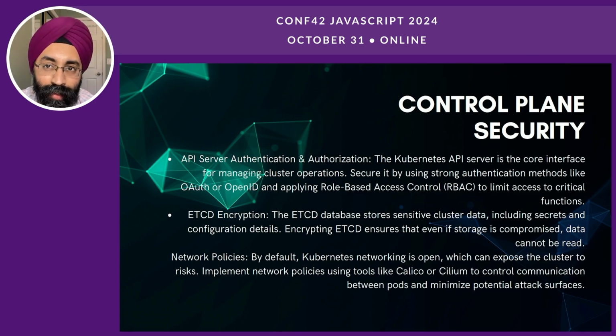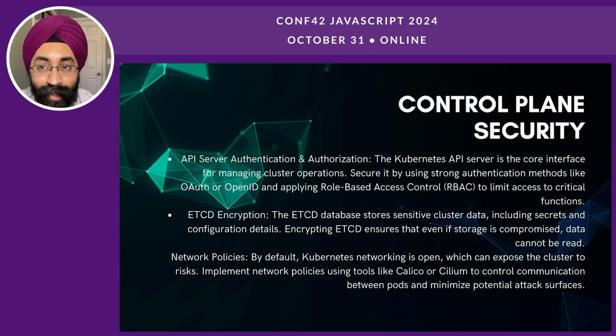Then we have to encrypt the etcd. etcd is nothing but a database, a key-value database like Redis. It stores the cluster's sensitive data, including secrets and configuration details. These configuration details are very sensitive. They store very sensitive data about the secrets as well as the keys and the certificates which are used by the API server. So it's very important to encrypt all the etcd data at rest, and only certain users with admin access should be able to access the etcd database.